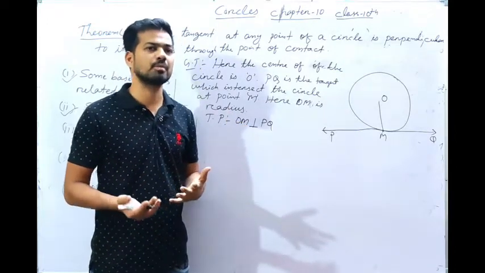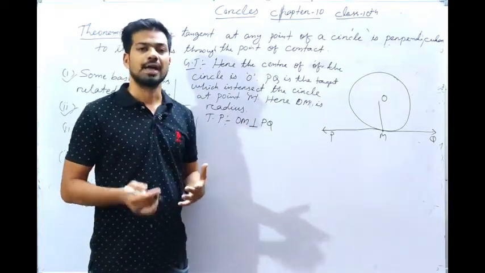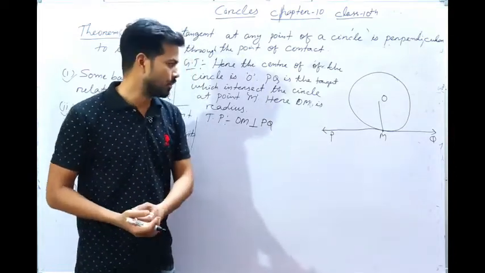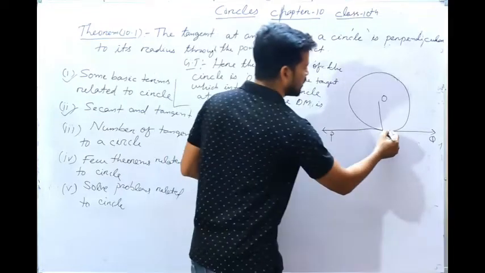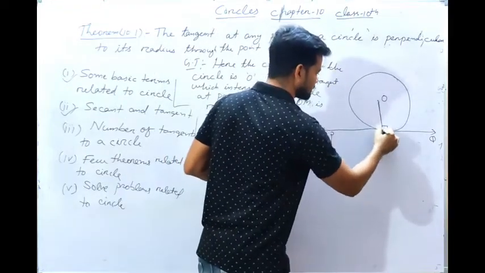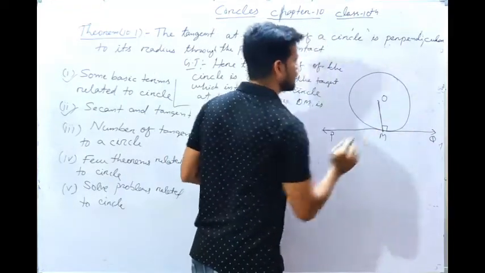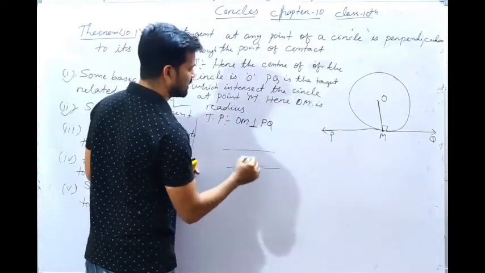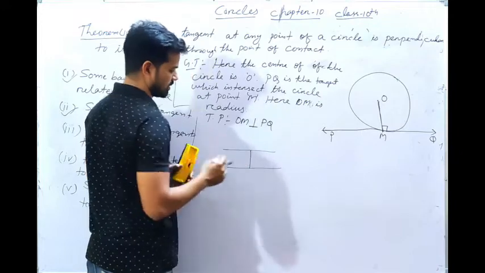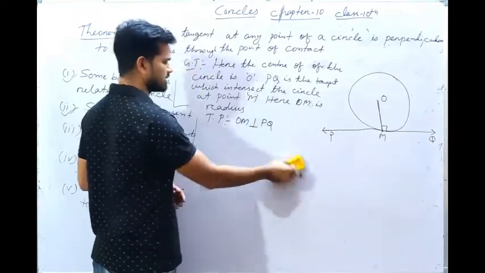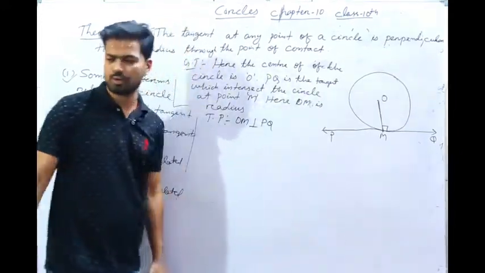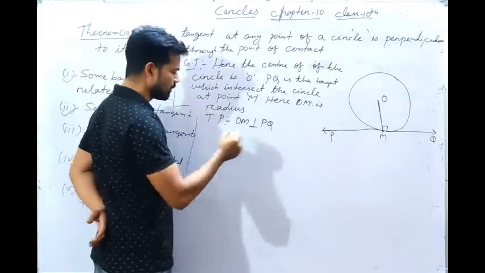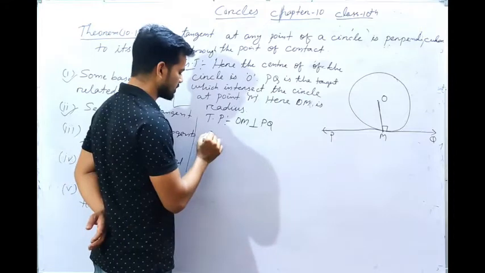Perpendicular means if the angle between two lines is 90 degrees, then we can say that the two lines are perpendicular. So we have to prove that this line is perpendicular to this line. The shortest distance between two lines is the perpendicular line. Okay, so this is the fact. I hope you all know about this fact. So now we have to prove. Before that, we have to construct something.